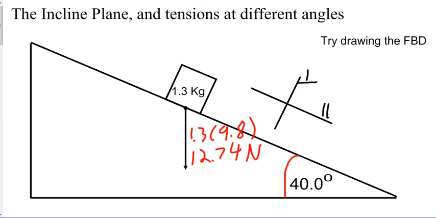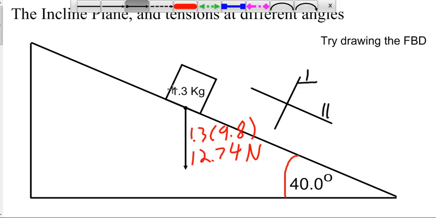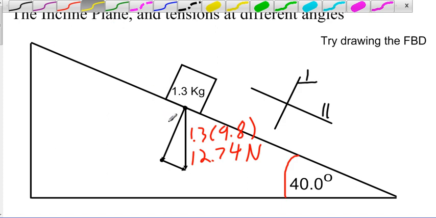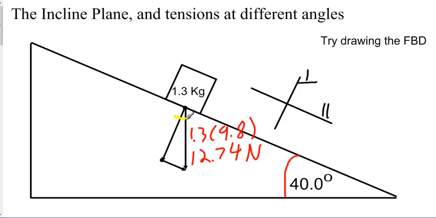And so we need to draw a triangle. The triangle that we want to draw has a perpendicular component that looks like this, and a parallel component that looks like this. And this triangle is similar to the larger triangle of the inclined plane, which means that this angle here is also 40 degrees.